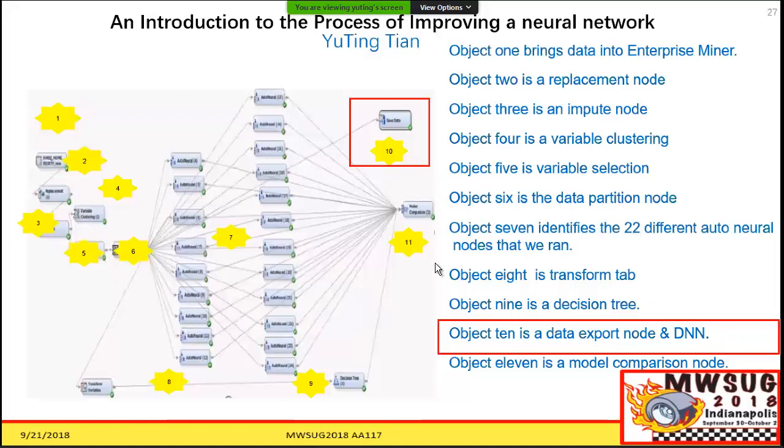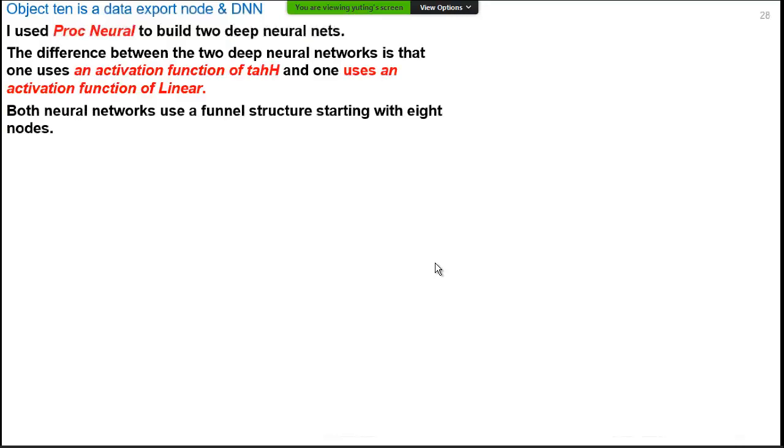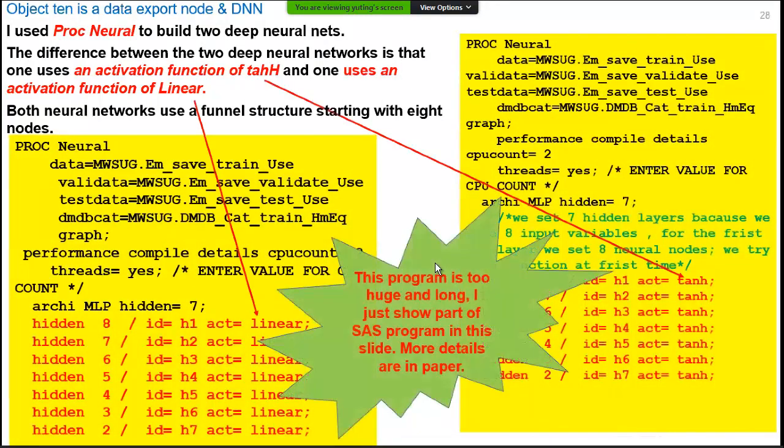Now let's go to the Object Turn data export node and deep neural net. For this part, I use PROC NEURAL to build two deep neural nets. The difference between the two deep neural networks is that one uses an activation function of tangent edge, and one uses an activation function of linear. Both neural networks use a funnel structure starting with 8 nodes. Just follow the red arrow.